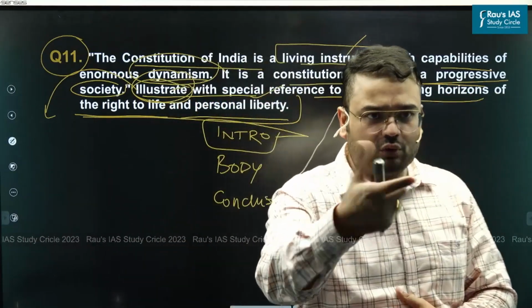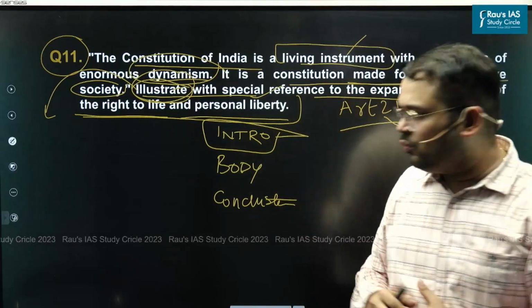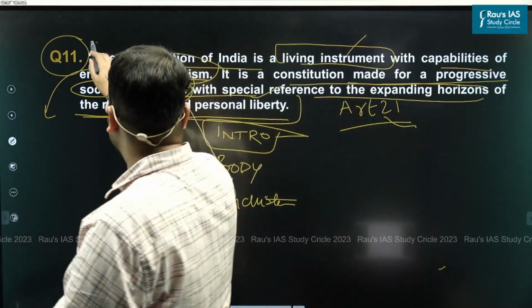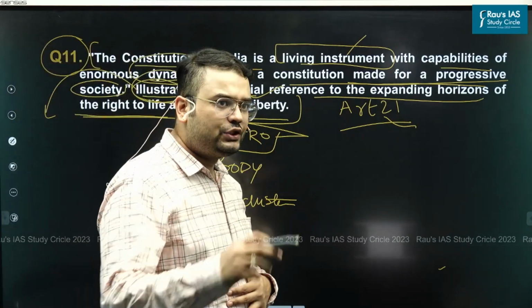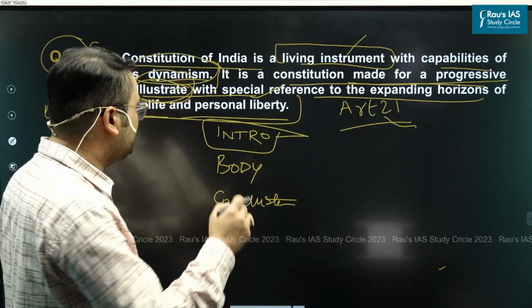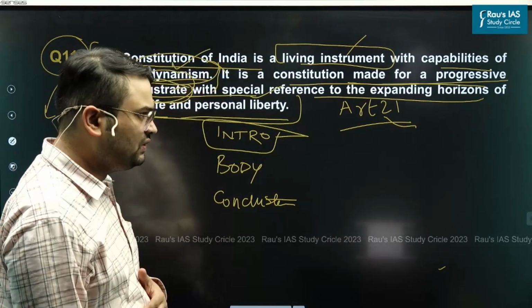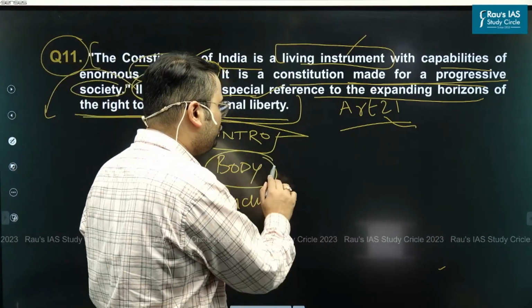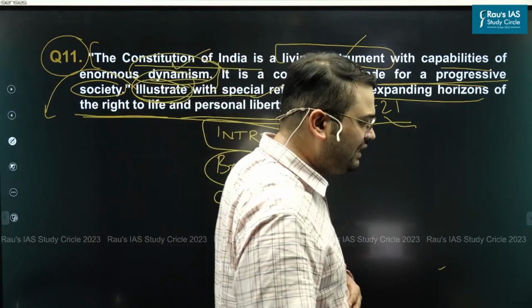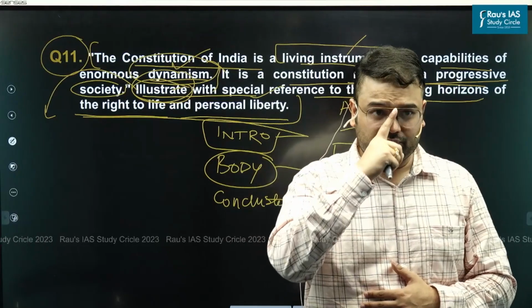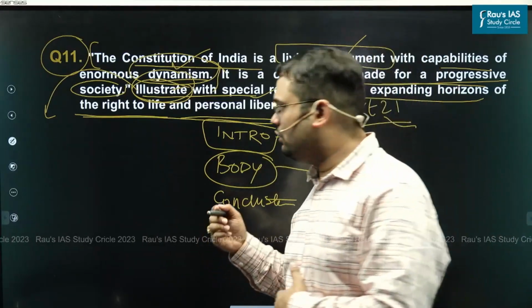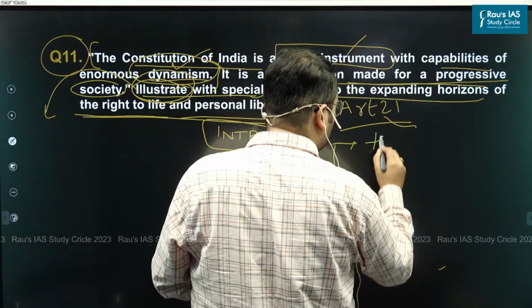Now, let's get into the demand of the question. What exactly does it say? The first part says that the Indian Constitution is a living instrument and it has shown a lot of dynamism. What exactly should you be writing? You should start your answer by giving examples, ways in which the Indian Constitution has shown dynamism. You can give the example of the doctrine of harmonious construction.